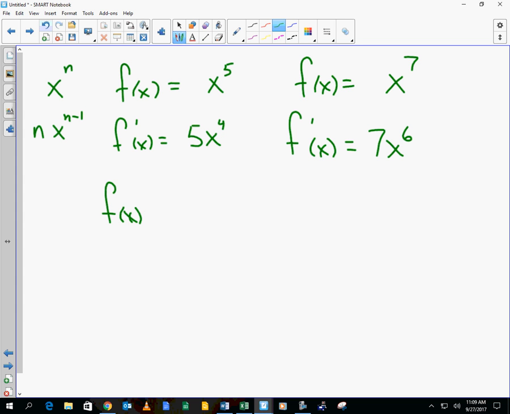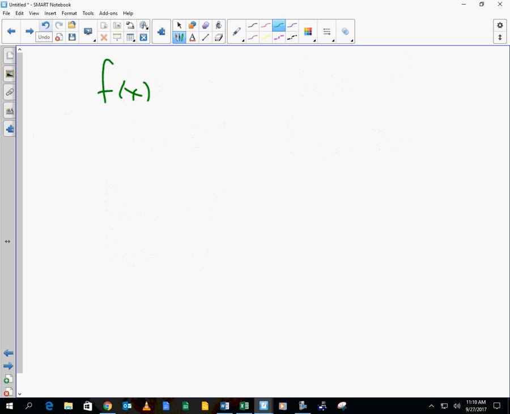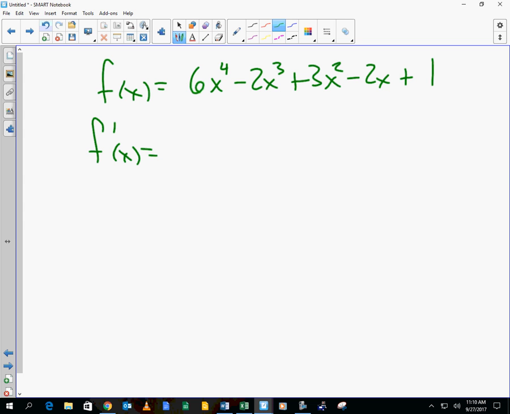Suppose you had f of x is equal to, we'll try a tricky one, negative 3x to the 8th. F prime of x will be? Watch this. F of x is equal to 6x to the 4th minus 2x cubed plus 3x squared minus 2x plus 1. The derivative is what?